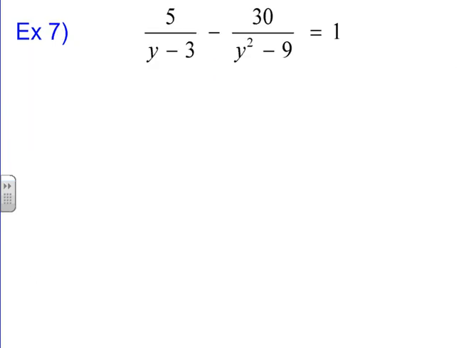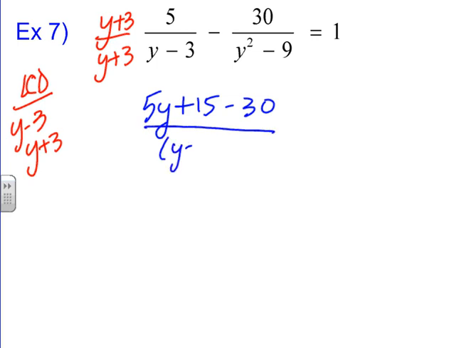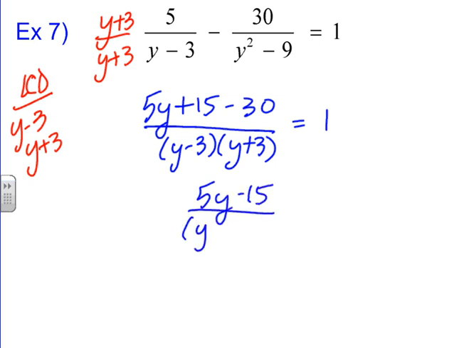So here I have 5 divided by y minus 3 minus 30 divided by y squared minus 9. I know the least common denominator is y minus 3 and y plus 3 because y squared minus 9 factors into that. If I multiply top and bottom by y plus 3, that will give me 5y plus 15 minus 30 all divided by y minus 3 and y plus 3. And another way is keep things factored until the last minute. Because if you can cancel early, we can work some things out. Here I'm going to get 5y minus 15 divided by y minus 3 times y plus 3.